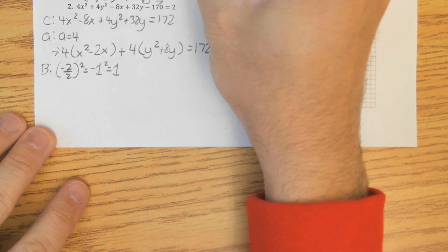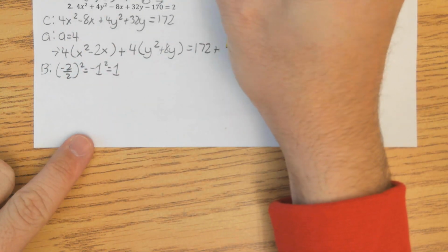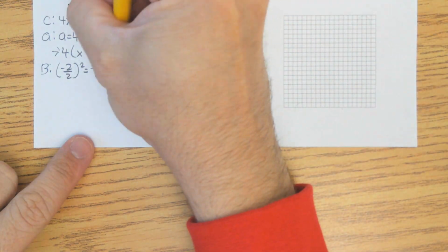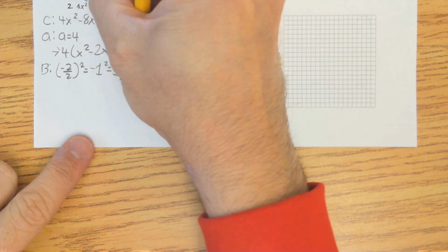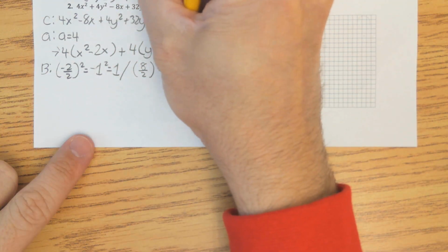So remember, when you add this, whatever you factor out, you've got to multiply it by what you're adding as well. So we'll do that here in a second. Don't want to get ahead of myself. Now let's look at the y value as well. 8 divided by 2 to the second power equals 4 to the second power, which then equals 16.